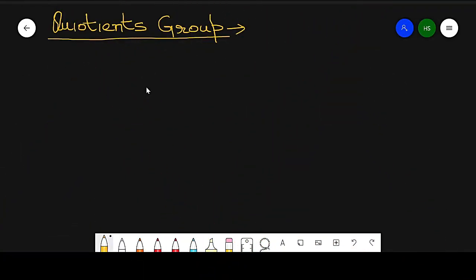In this lecture, we will discuss a very important concept, which is called quotient groups. So first, what is a quotient group?